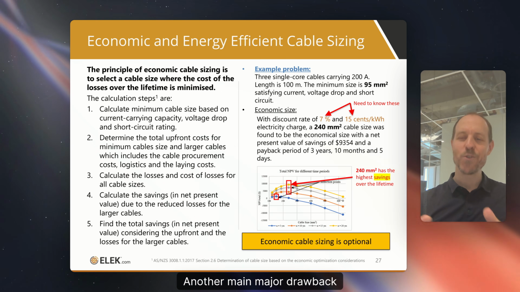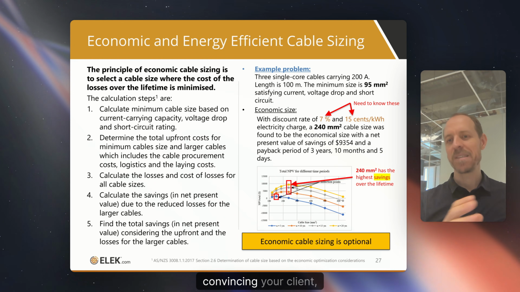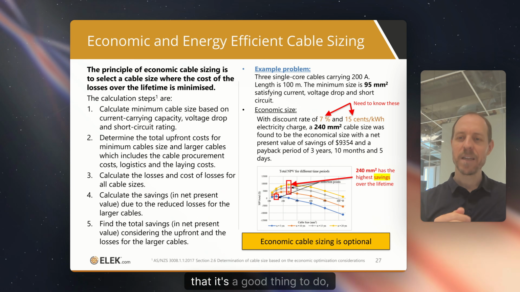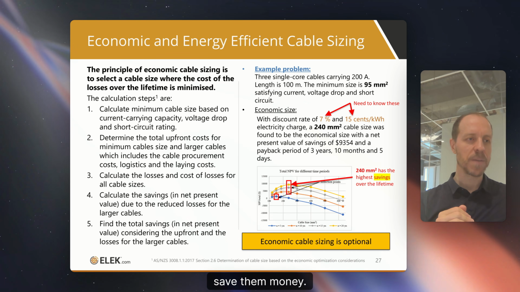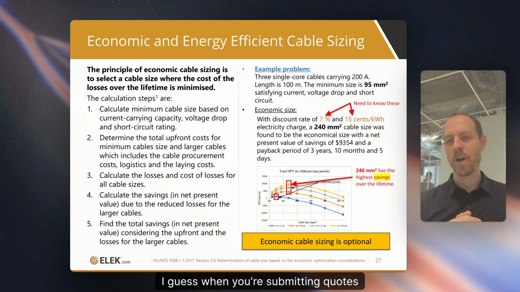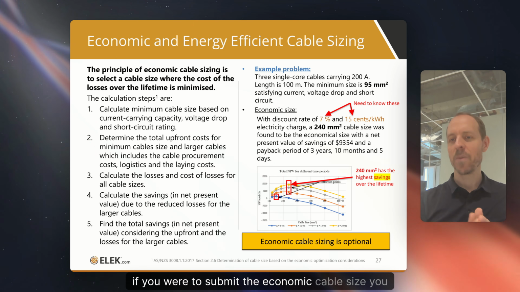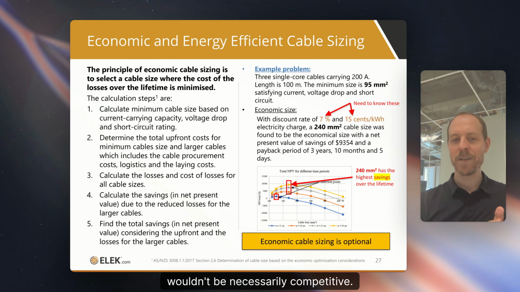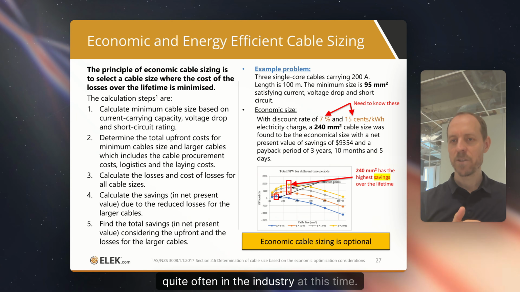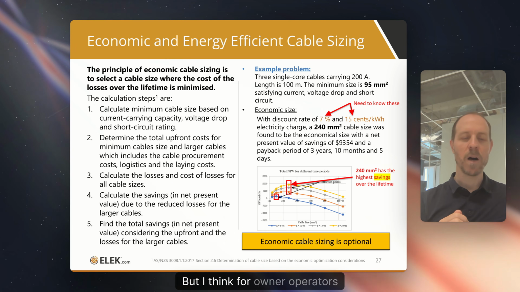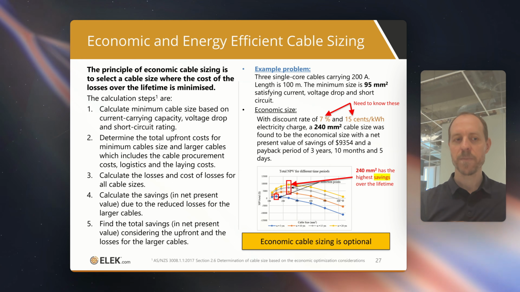Another major drawback with the implementation of this method, of course, is convincing your client, your customer, that it's a good thing to do, and that over time it will save them money. I guess when you're submitting quotes, if you were to submit the economic cable size, you wouldn't necessarily be competitive. So it's avoided quite often in the industry at this time. But I think for owner operators, it's definitely a no-brainer and makes a lot of sense.